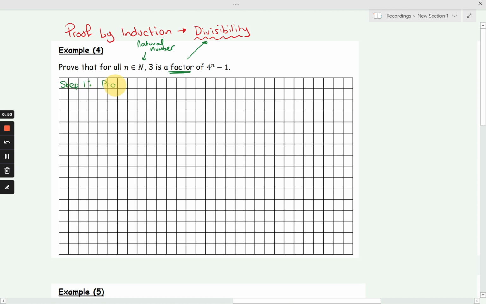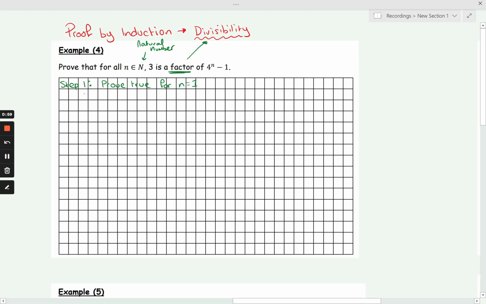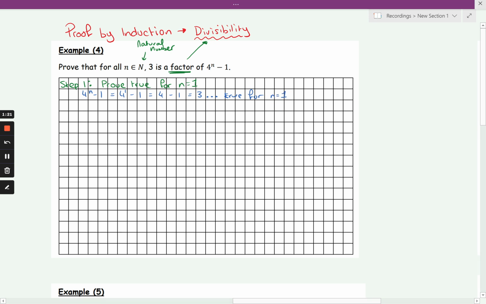Step 1, we're going to prove true for n equals 1. I'm going to take my term, 4 to the power of n minus 1, and instead of n I'm going to sub in 1, so I have 4 to the power of 1 minus 1, so I get 4 minus 1, which gives me 3. So I can say, therefore, true for n equals 1, because we know that 3 is divisible by 3, so 3 is a factor of 3. Now I'm going to move on to step 2.